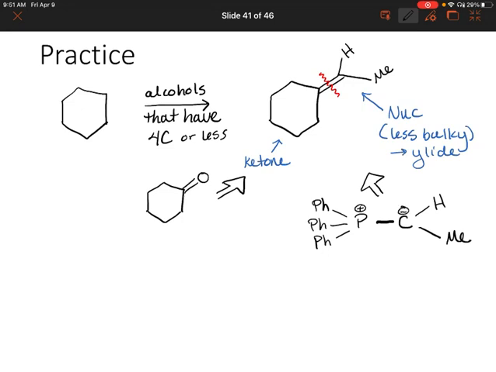But remember, we're starting with cyclohexane and an alcohol. So we need to figure out, how do we go from our ketone to cyclohexane? We're going to do some retrosynthetic analysis again. And then how do we go from our ylide back to an alcohol? So let's start with our ketone. How would we go all the way back to cyclohexane?